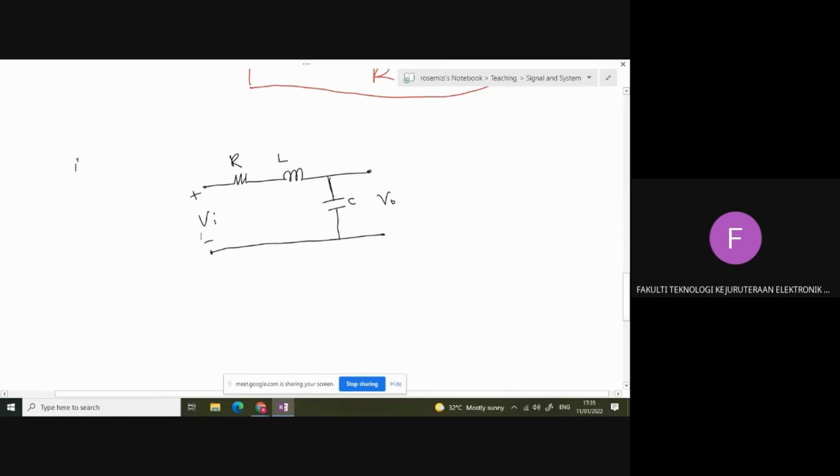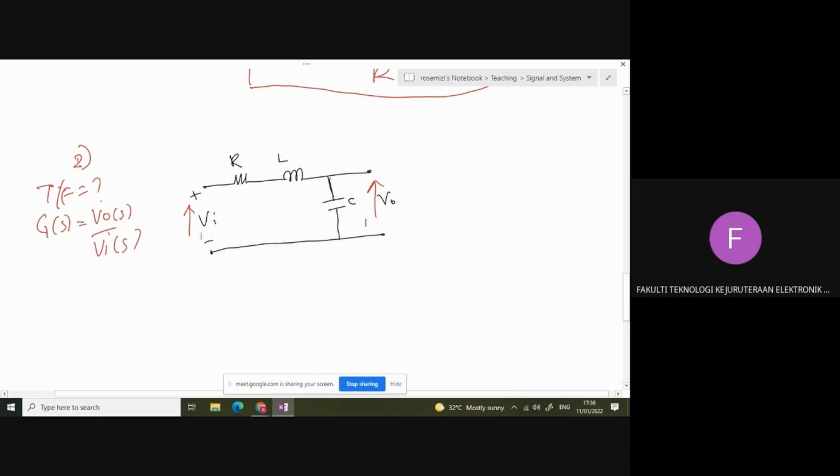With our second example, RLC circuit. So what is the transfer function? Transfer function G(s) is equal to Vout(s) over Vin(s). S domain output divided by S domain input. That one is our transfer function. So our input is here, Vin, and this one is Vout.